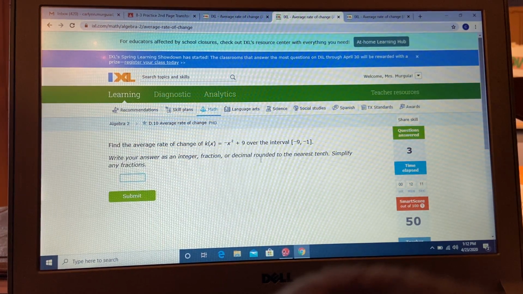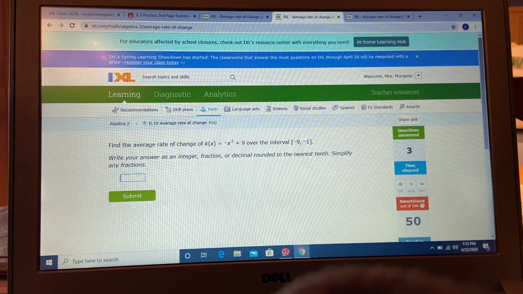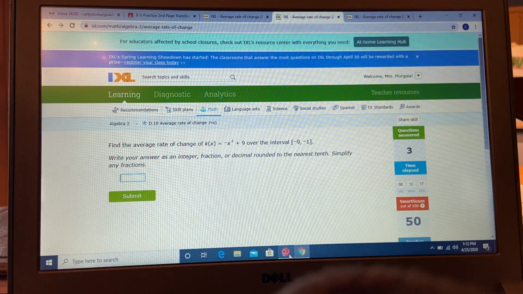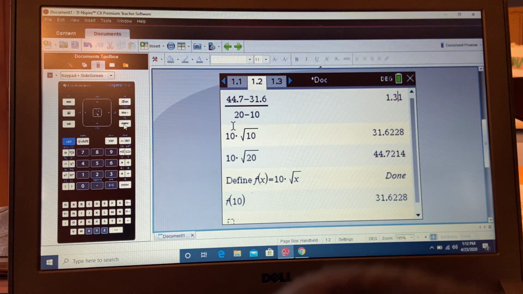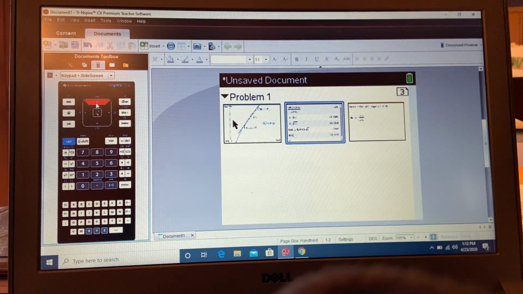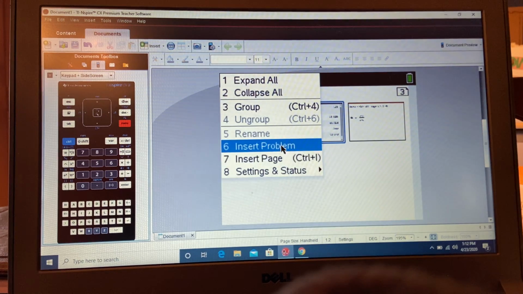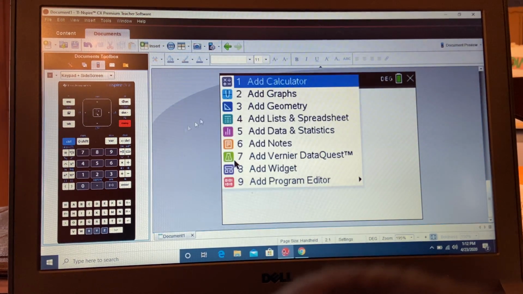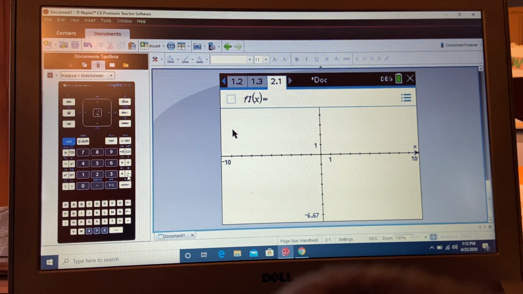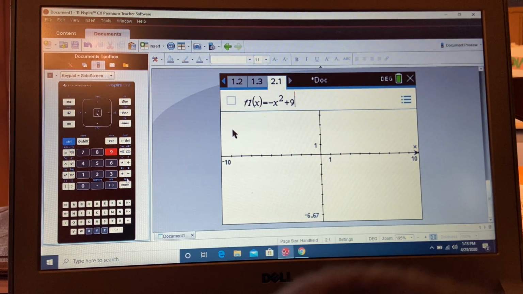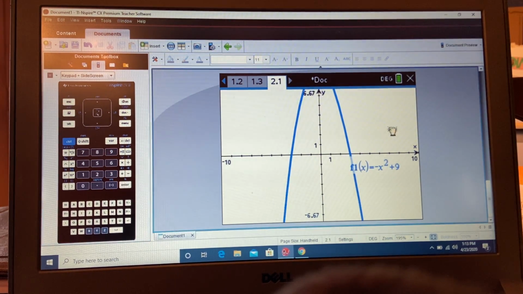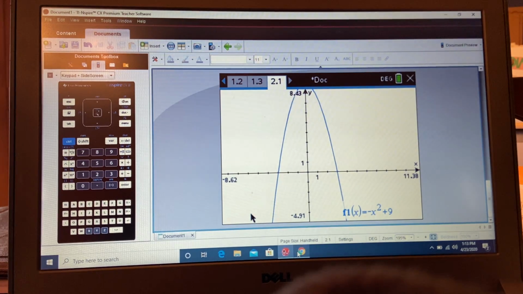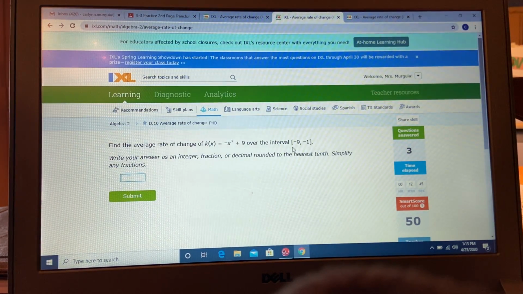Now here we have a quadratic, so let's look at this one. Negative x squared plus 9. So let's put this one in. So we have negative x squared plus 9. Okay. So there is our quadratic, and it wants the slope on the interval -9 to -1. Okay. So let's just go ahead and work it out first.